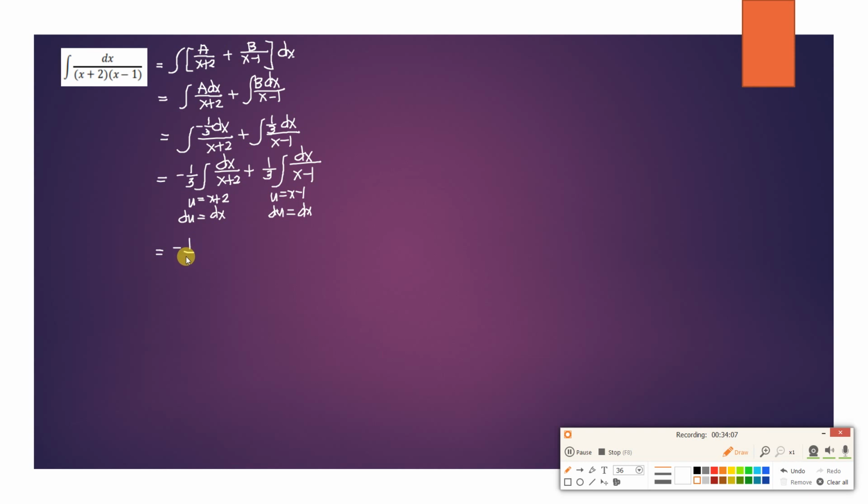So, negative 1/3 integral, okay, dx is du. X plus 2 is our u. Plus 1/3 dx is our du. X minus 1 is our u. So, we can now apply yung formula ng quotient natin. So, we have negative 1/3 ln absolute value of u, where u on the first term is x plus 2. Plus 1/3 ln absolute value of u, where u on the second term is x minus 1 plus c.